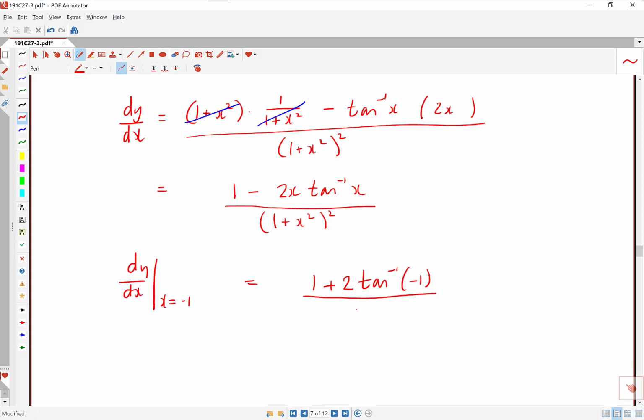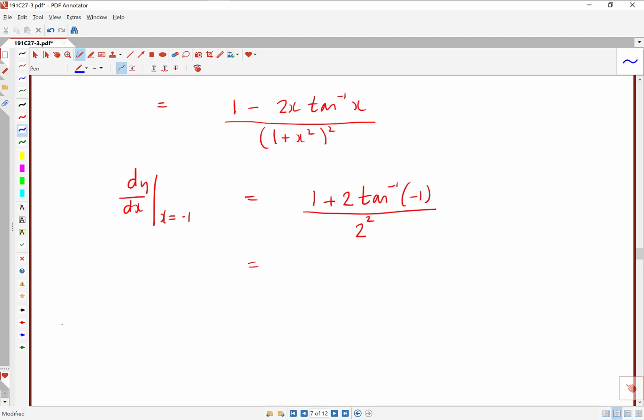And then on the bottom, we're going to have, well, if you take -1 and square it, that's going to become 1. So we've really got 1 plus 1, which is 2. Let's call it 2 squared. Okay, maybe let's think about arctan of -1. So arctan of 1 is going to be pi over 4.